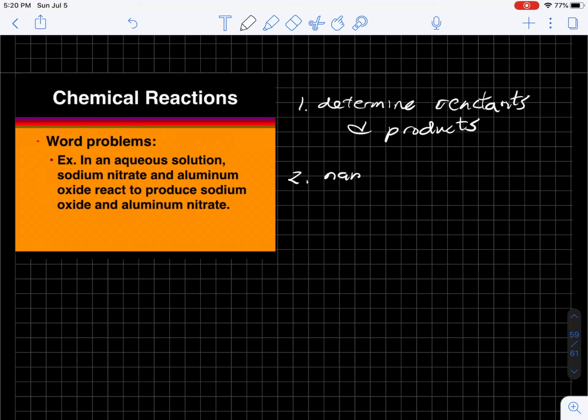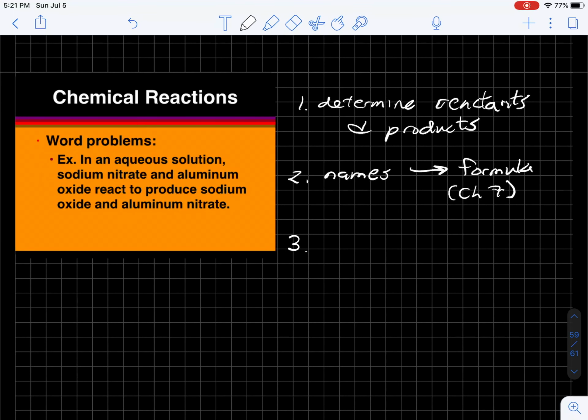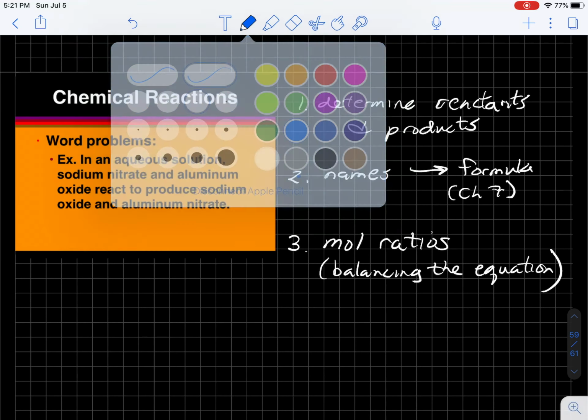From there, what you're going to do is turn your chemical names into chemical formulas. And this is what we did in chapter 7. So if you had trouble with that, you've got to go back and learn it, or else you won't be able to do this chapter either. And then third, once you have all the chemical formulas, we go back and put in the mole ratios. Putting in the mole ratios is something we call balancing the equation, which I'm going to dedicate the next video to.